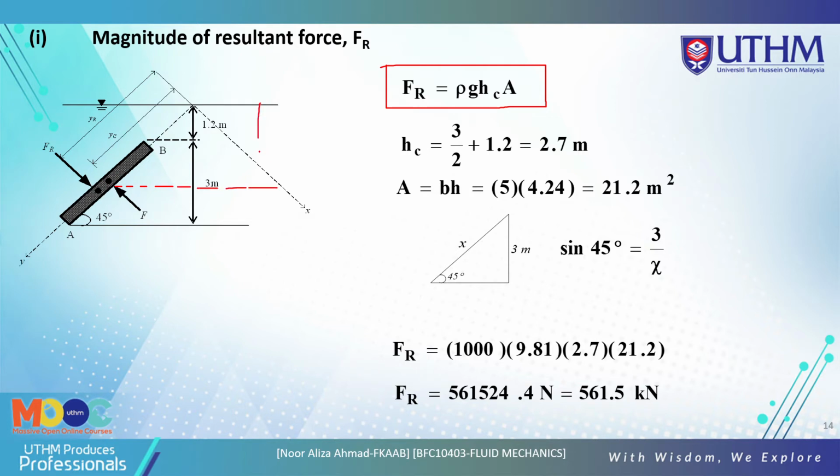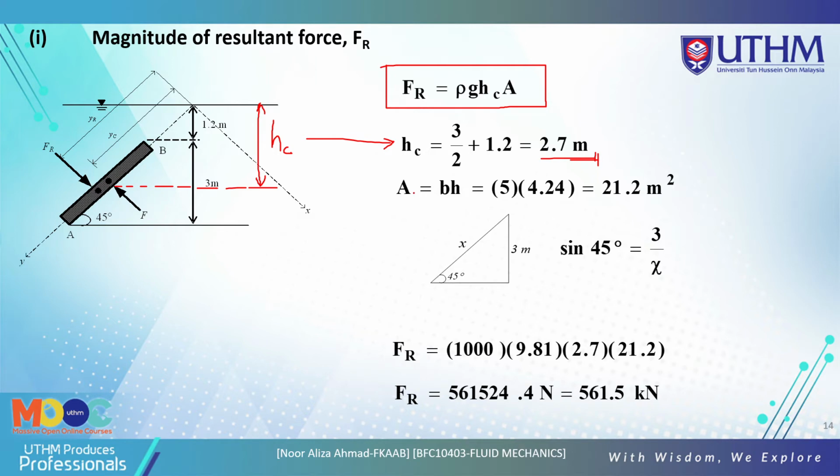Okay, so you must find the HC, from the surface until the centroid. So you get this HC. The HC is at 3 meter, divided by 2 because it's half of this plane. So we get 3 divided by 2 plus 1.2, which gives 2.7 meter.